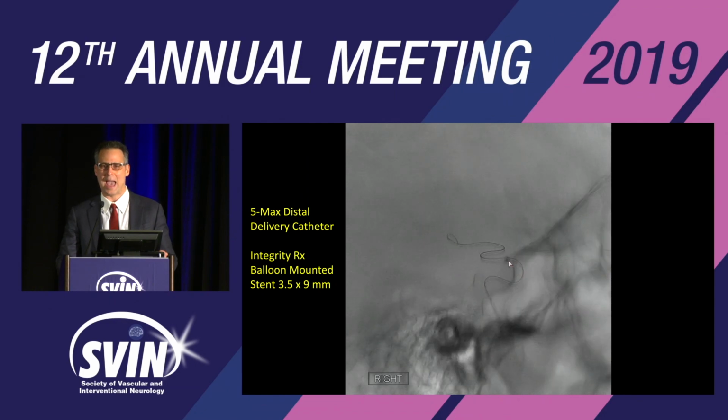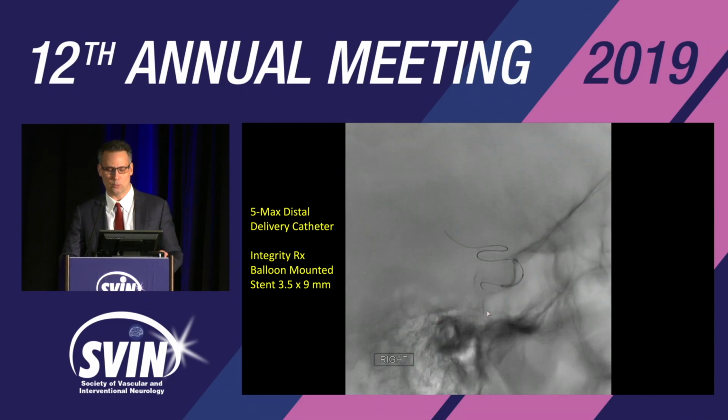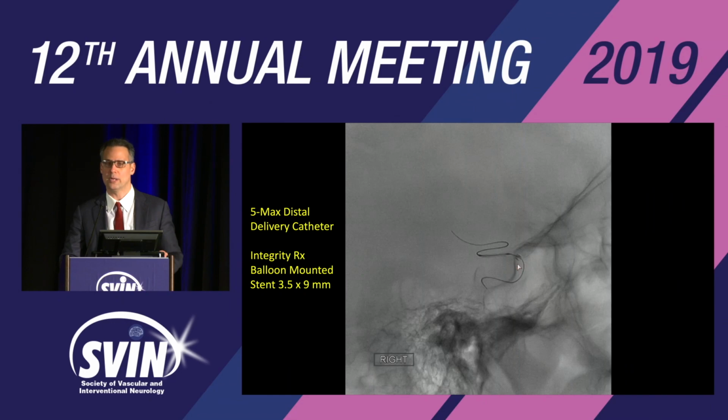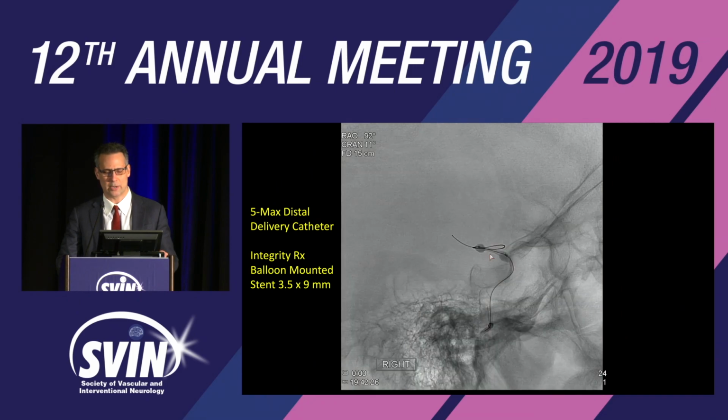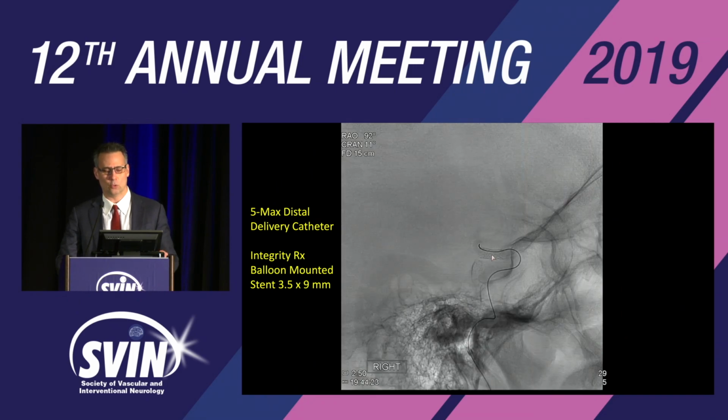Get a digital access device, in this case a 5 Max DDC, put it up against the lesion, then you take your balloon-mounted stent through it. Then you can deliver it much easier, okay? And that's the best technique to use with your balloon-mounted stent. You do your angiogram, you deploy, you're good to go.